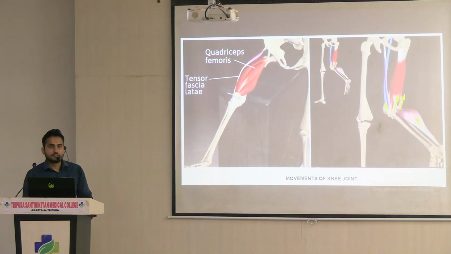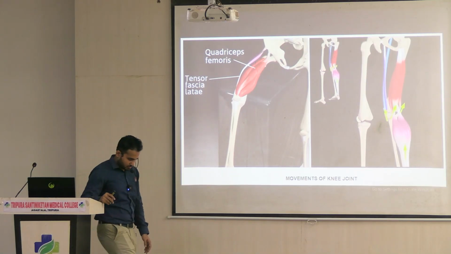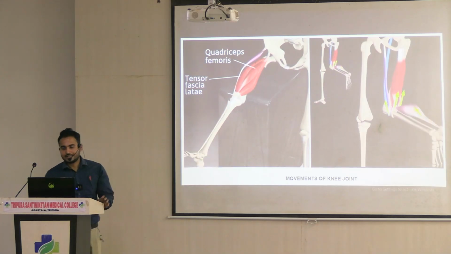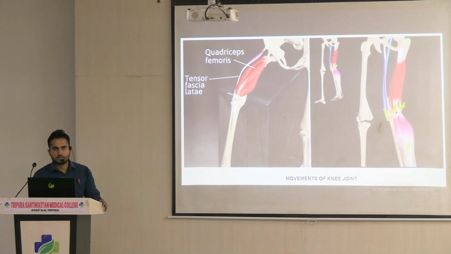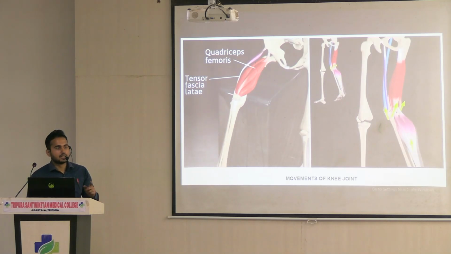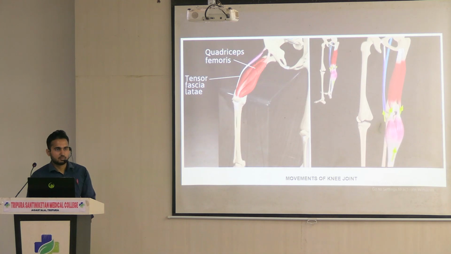Now, full extension is done. In the beginning of flexion, at that time what happens? Lateral rotation of the femur takes place, and that is called unlocking of the knee. And in that case, the lateral rotation is done by the popliteus muscle.